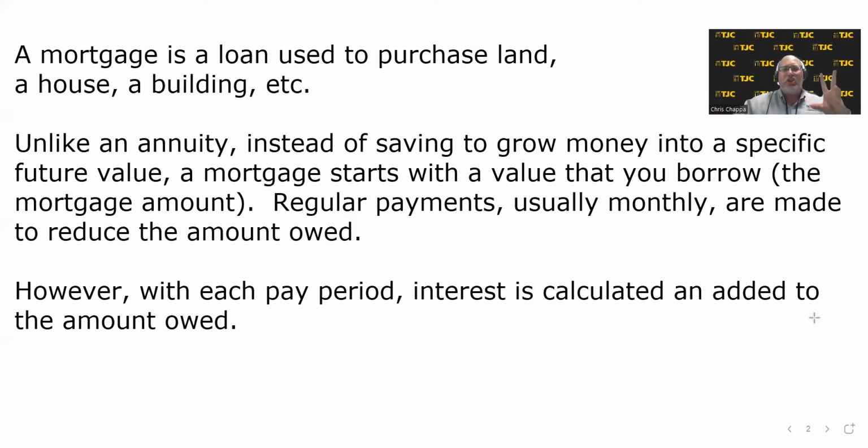But unlike an annuity, instead of saving to grow money into a specific future value, a mortgage starts with a value that you borrow, the mortgage amount. Regular payments, usually monthly, are made to reduce the amount owed. However, within each pay period, interest is calculated and added to the amount owed.